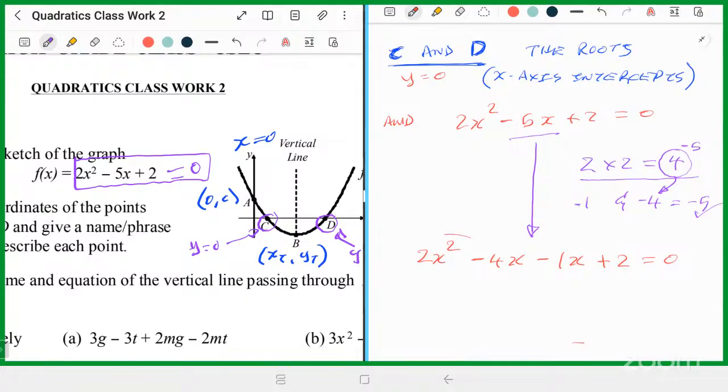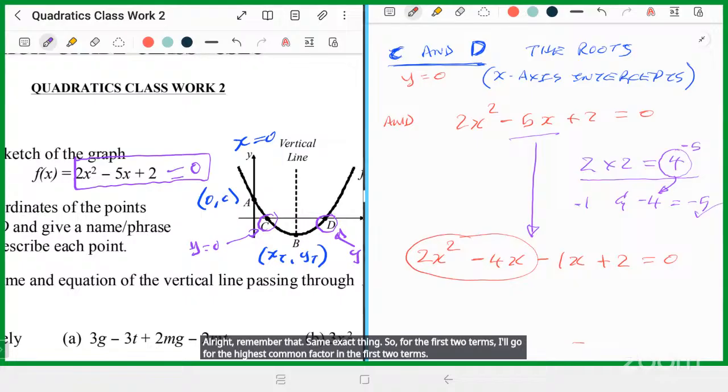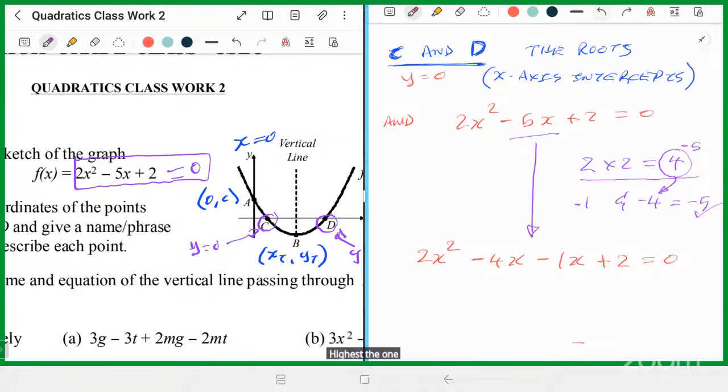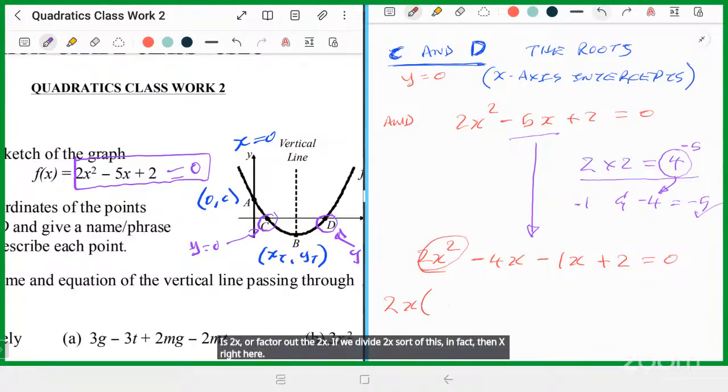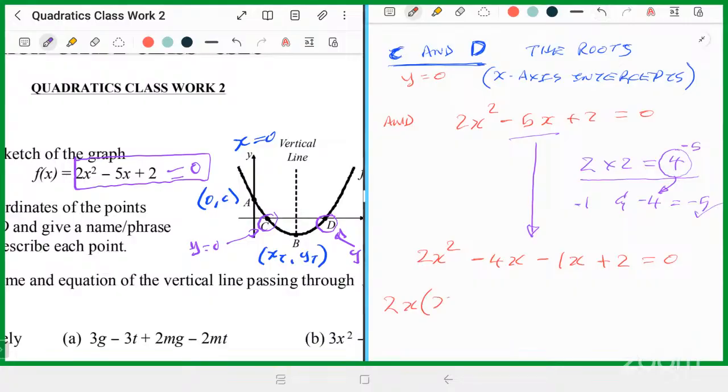So we'll go for the first two terms, and we'll go for the highest common factor in the first two terms. The highest common factor of these two expressions is 2x. We'll factor out the 2x. If we divide 2x out of this, we factor in an x right here. If we divide this by the 2x, we're left with a negative 2.